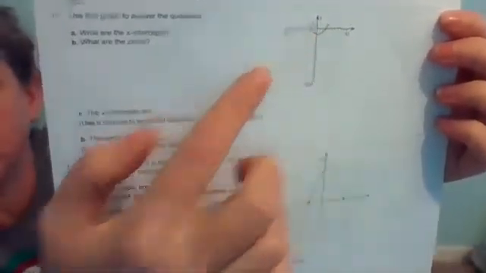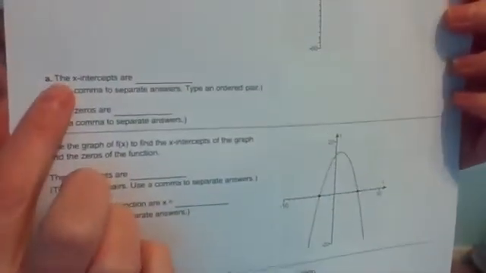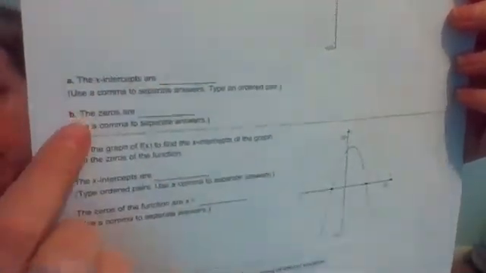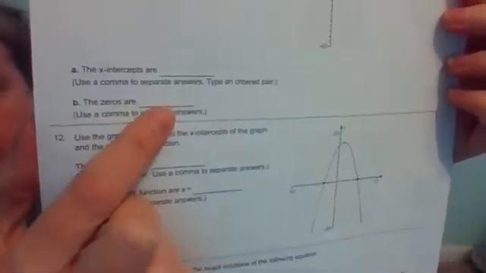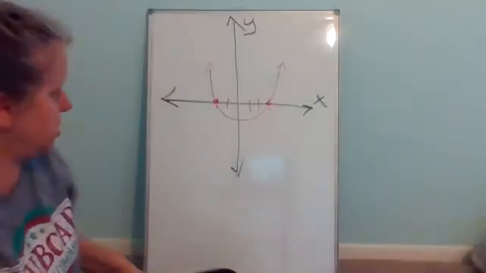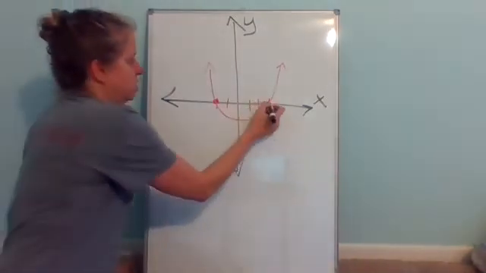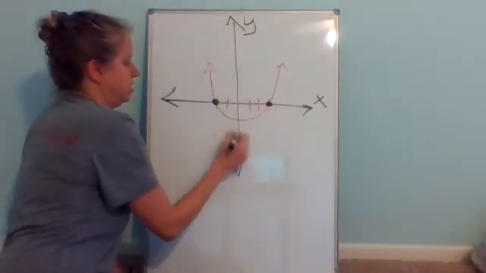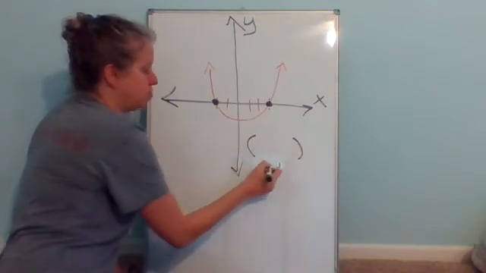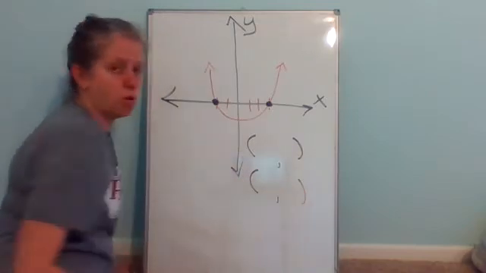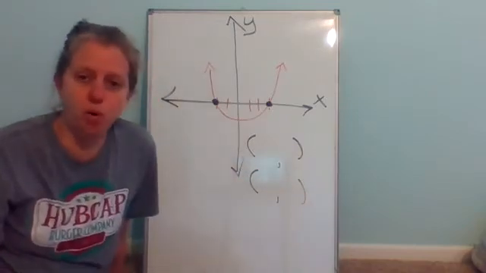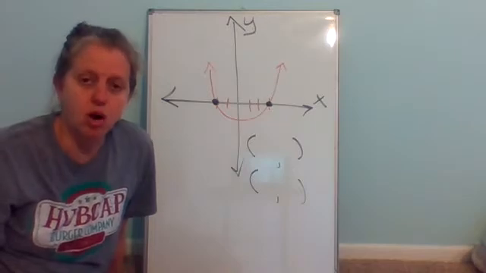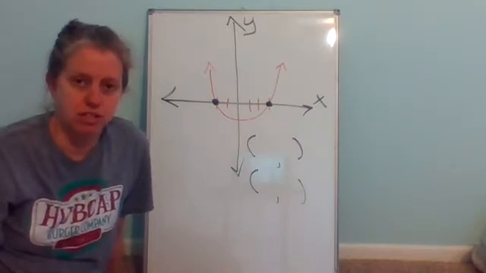Okay, so instead of, on number 11, instead of it giving us the equation, it just gives me this picture, and it asks me two things. It says the x-intercepts are blank, the zeros are blank. Well, your x-intercepts are points. This point and this point. You want to type those both in as ordered pairs, right? Because all points are ordered pairs.